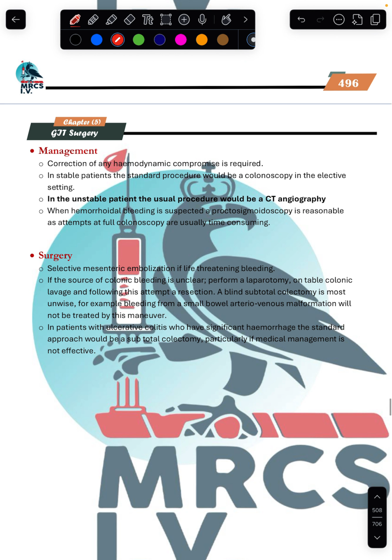How is the management? First of all, you have to correct the hemodynamic compromise. Then in stable patients, the standard procedure would be colonoscopy in an elective setting. In an unstable patient, the usual procedure should be CT angiography. Stable is colonoscopy, unstable is CT angiography. When hemorrhoids are suspected, proctoscopy has to be done.